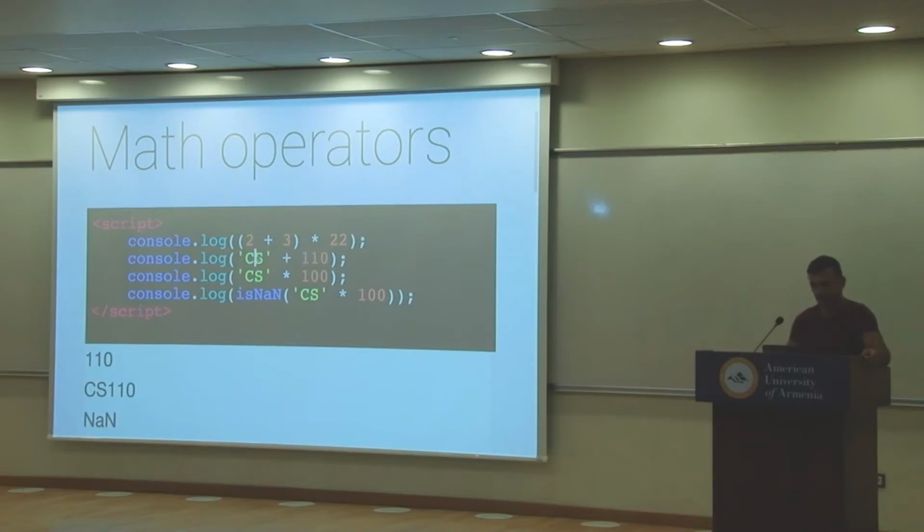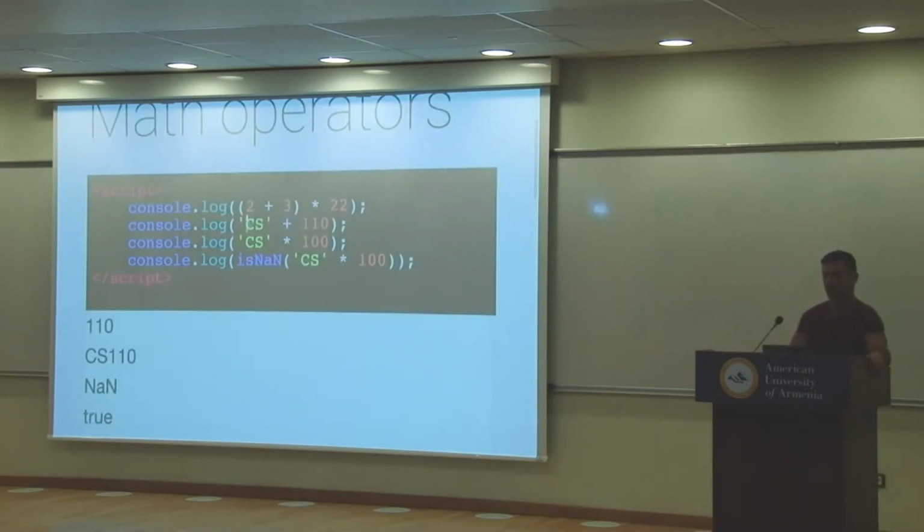It's a text. Well, it turns out that the plus operator is overloaded. What I mean by overloaded is it does more than one thing. If it's got numbers on both sides, it will add them together. Fine. But if it has text either on the right side or on the left side, it will concatenate them together. It will stick them together and produce a new text. So, in this case, I have text on my left side and a number on the right side. The result of this is the text CS110.